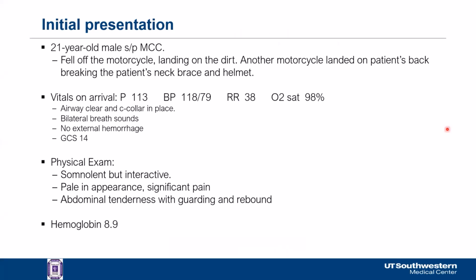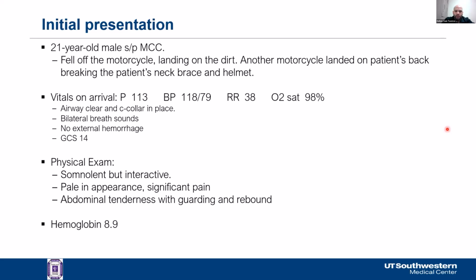This is going to be a case of acute liver failure after blunt trauma. The patient initially presented after a motorcycle crash. He fell off his motorcycle and landed on dirt, and then another motorcycle landed on the patient's back. The patient's neck brace and helmet were broken during this incident. He arrived at a level 4 trauma center, the lowest category within the American College of Surgeons trauma system.